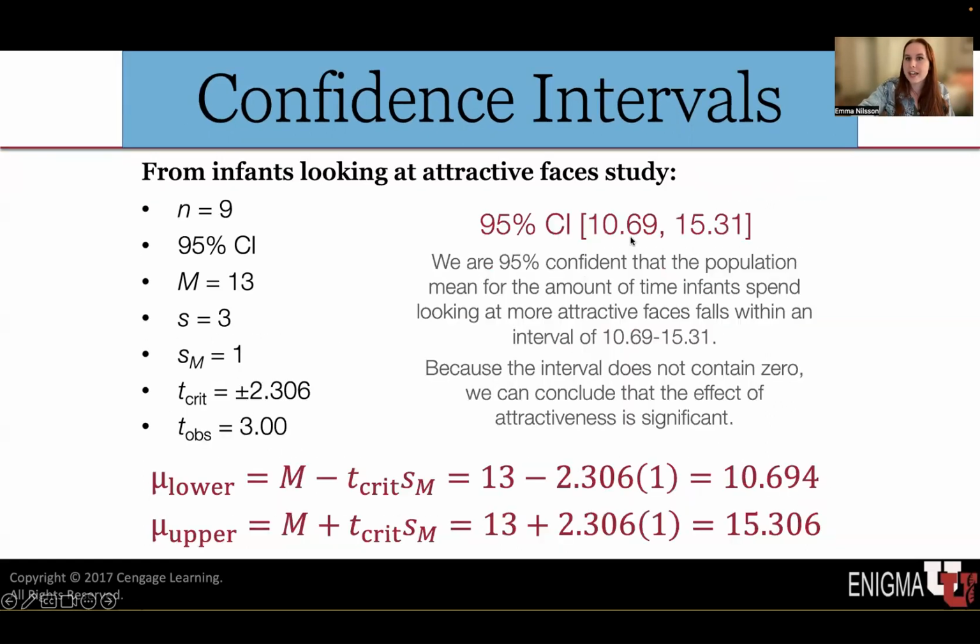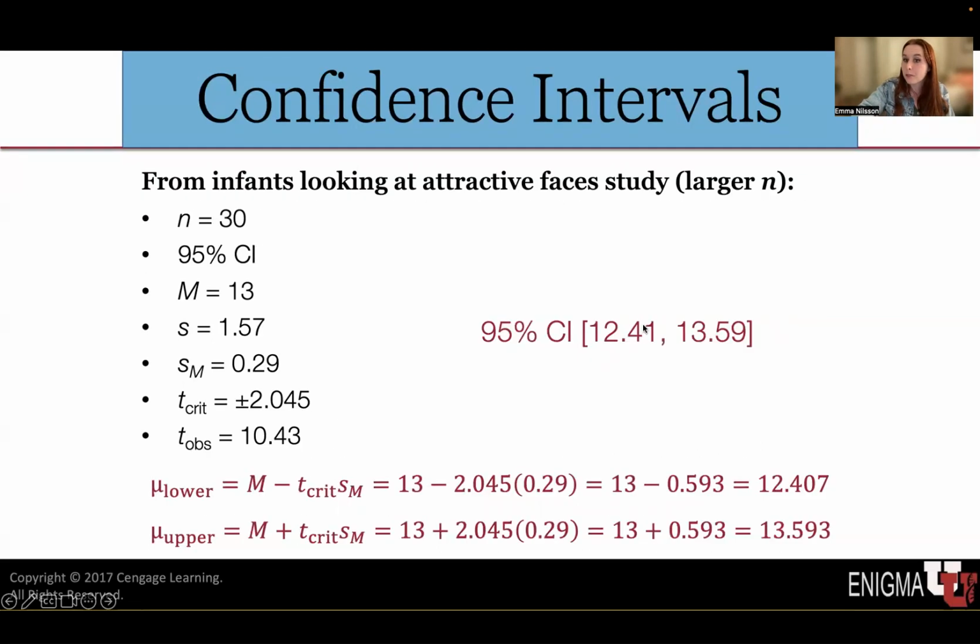It went from 10.69 to 15.31 to 12.41 to 13.59. That's a much narrower interval, which is just an example of how increasing your sample size is going to also give you a narrower confidence interval.